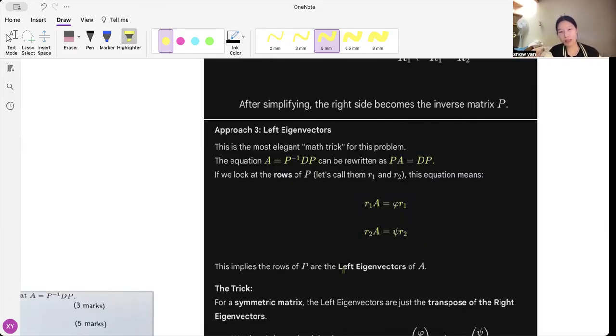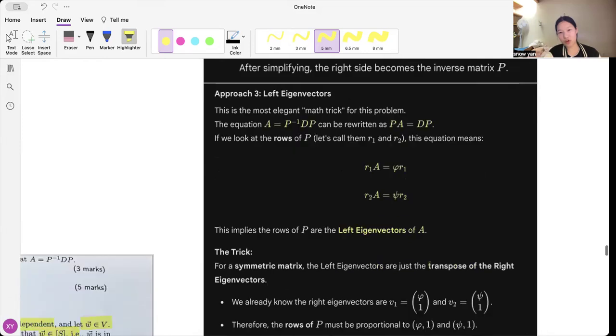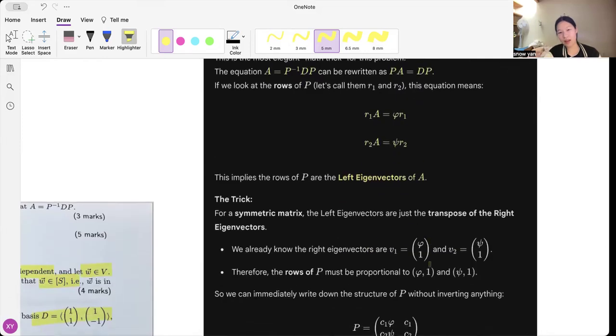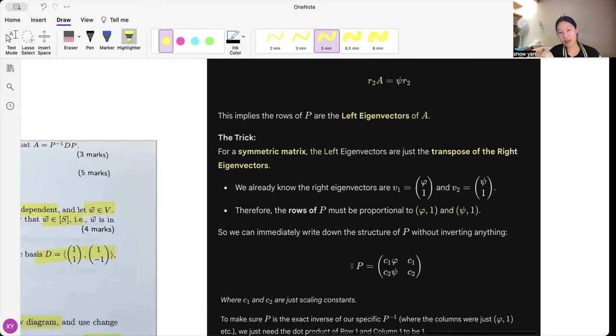So then we realize that these are the left eigenvectors of A. Here we know that there's a trick: for a symmetric matrix, the left eigenvectors are the transpose of the right eigenvectors. So basically whatever our eigenvectors were before, we just transpose them and we get what we need. And then we can write the matrix in this form. This is very easy, so we just put it in.